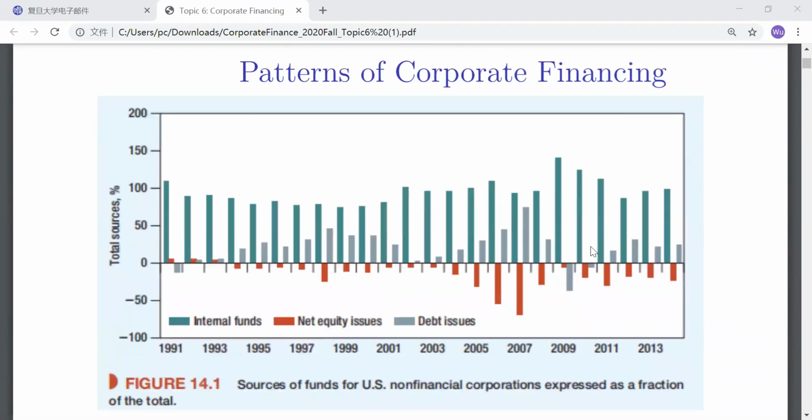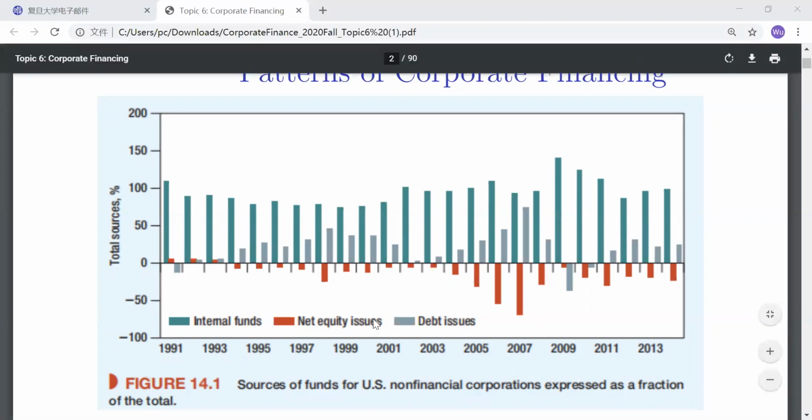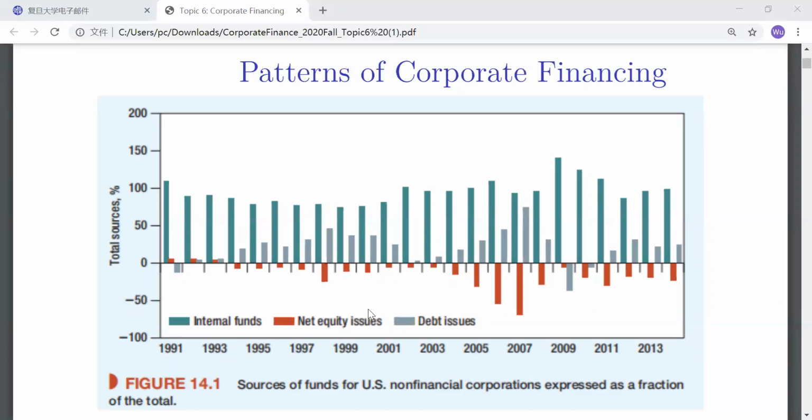So this graph shows the patterns of corporate financing for U.S. firms from 1991 to 2013. Obviously, you can see from the graph that most of the financing comes from internal funds, and firms also choose debt issues. But if you look at the net equity issues, which is the difference between the share buyback and the share issuance, you can see it's negative.